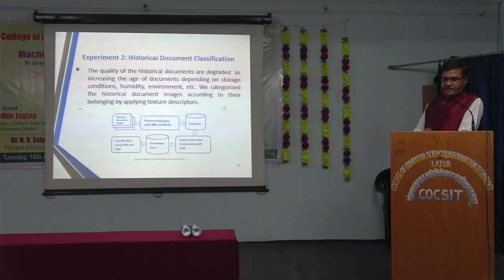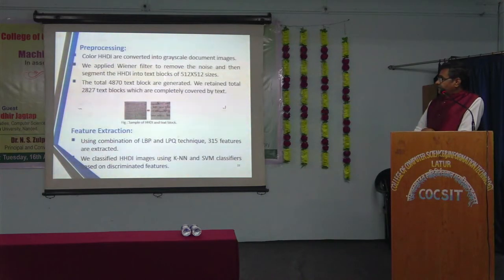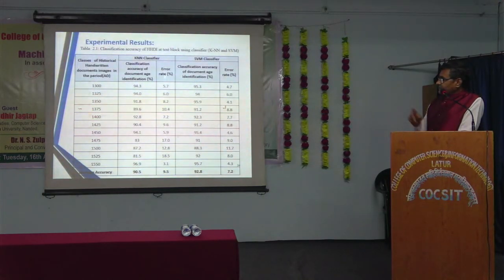Historical documents classification. Historical documents means the documents are old, blur, degraded, so that classification becomes very, very complex. For the result, we are taking 2013-82, 1550-82. These documents are existing. It is a publicly available data set. This data set we used.